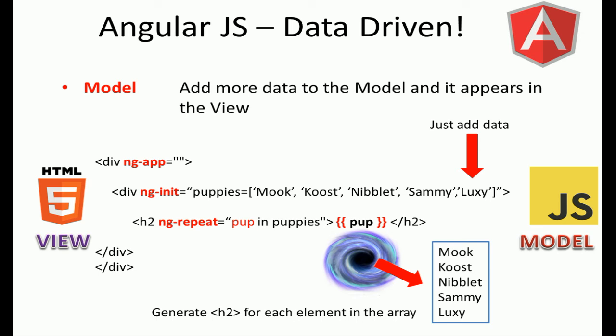Earlier, when talking about scope, I emphasized that Angular is data-driven. We now have another excellent example how merely adding data will drive the Angular application. Let's add another name to the puppies array, and boom, it is iterated as a new HTML element. Let's take a look in the browser.